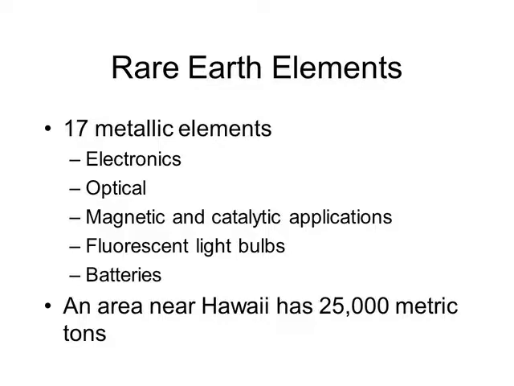Your fluorescent light bulbs have lithium in them, as well as batteries. And then around Hawaii, we found about 2,500 or 25,000 metric tons of rare earth minerals. So that is ours. We get to do what we want with it because it is within our jurisdiction.